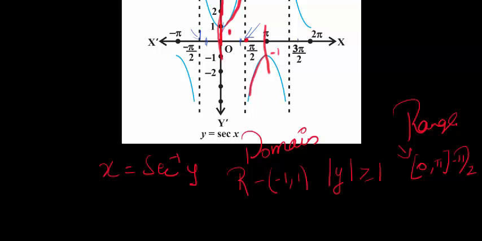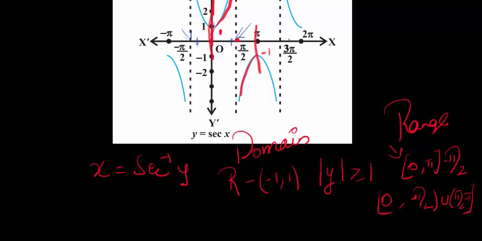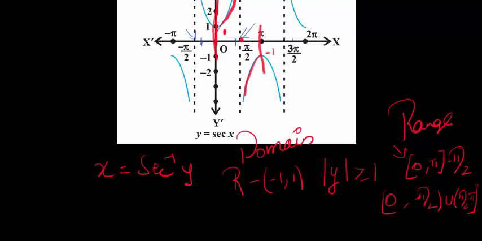Getting me? Some textbooks will write this: 0 to pi by 2, 0 included, pi by 2 not included, union, there is no negative here, and again pi by 2 to pi, with pi being included. You get it? Okay, so that's going to be my domain and the range.